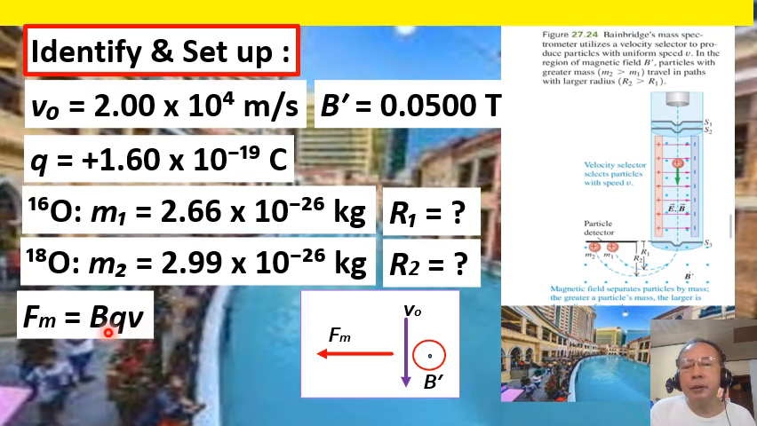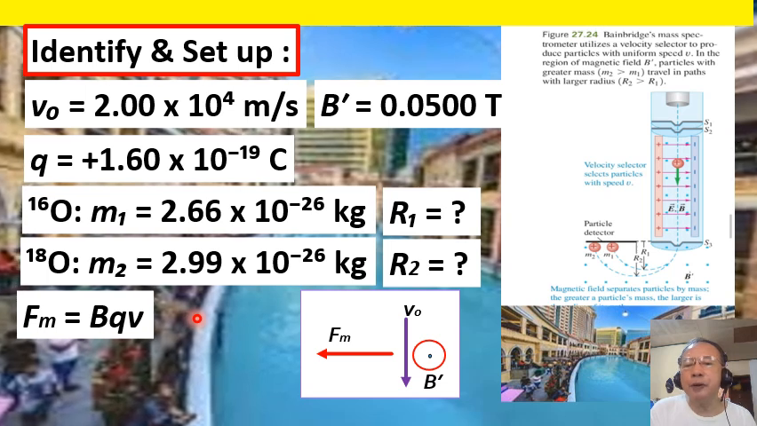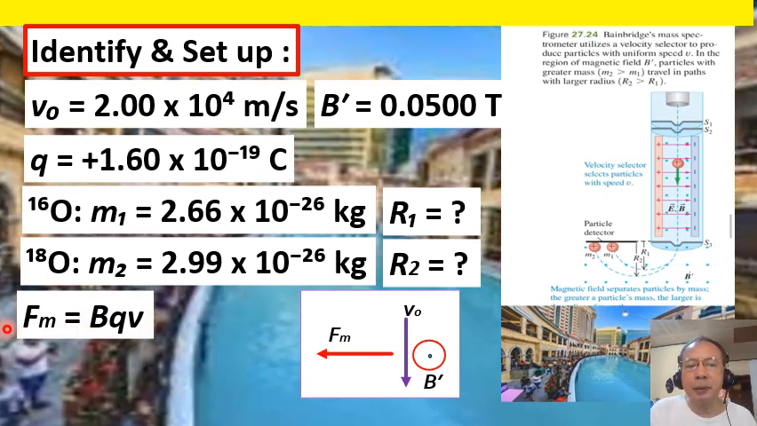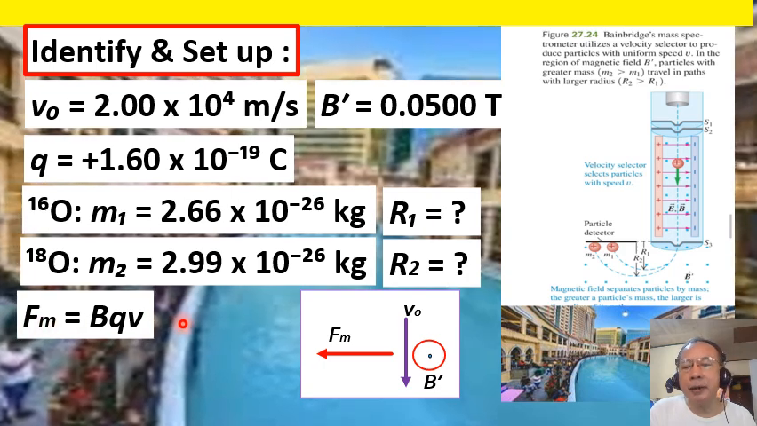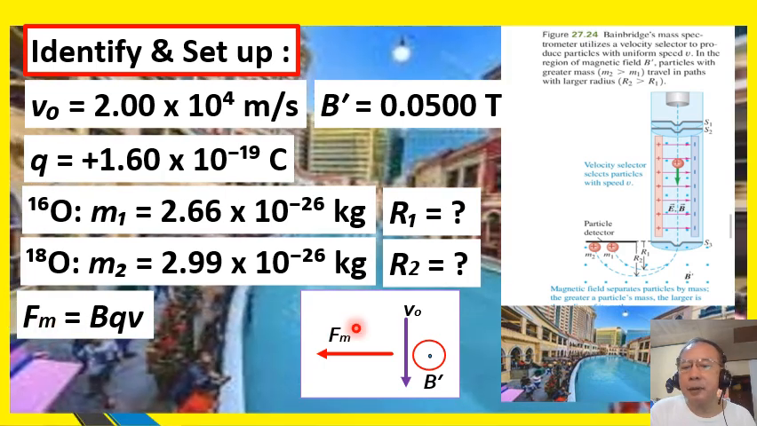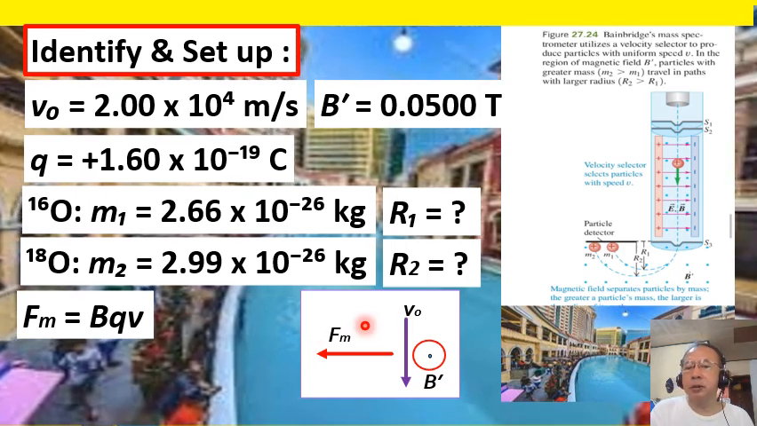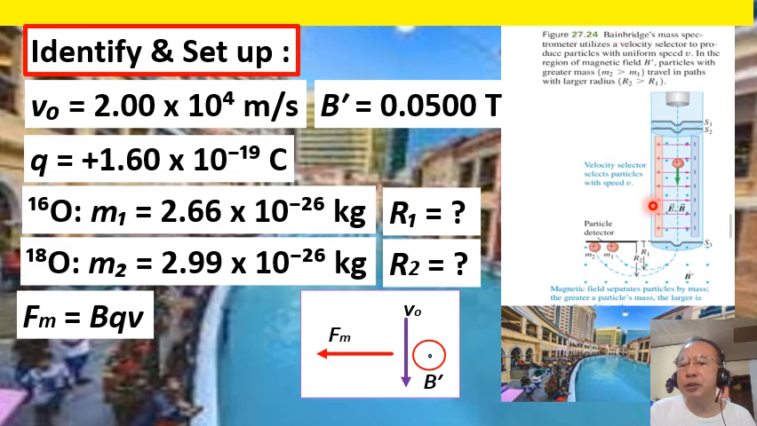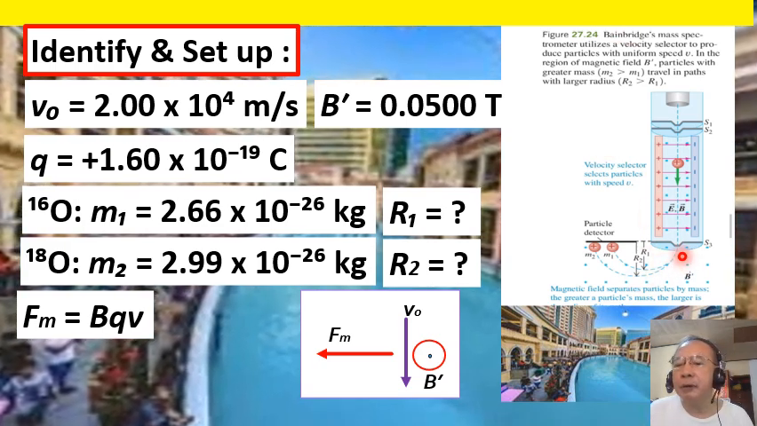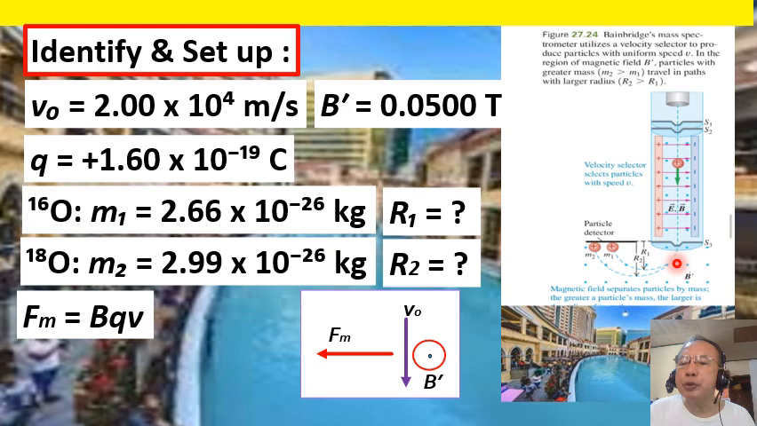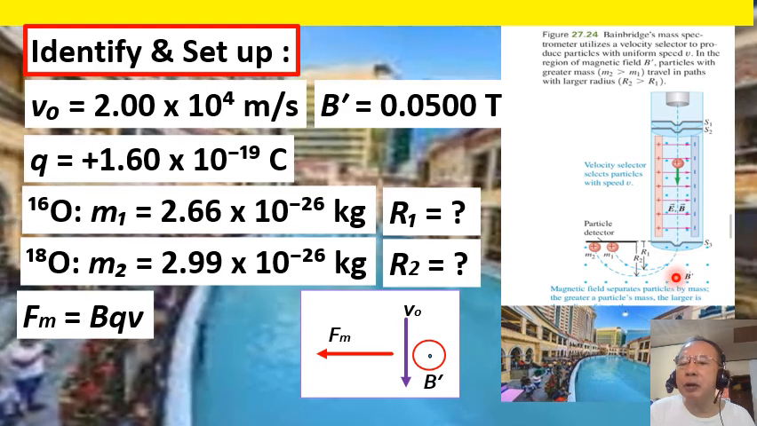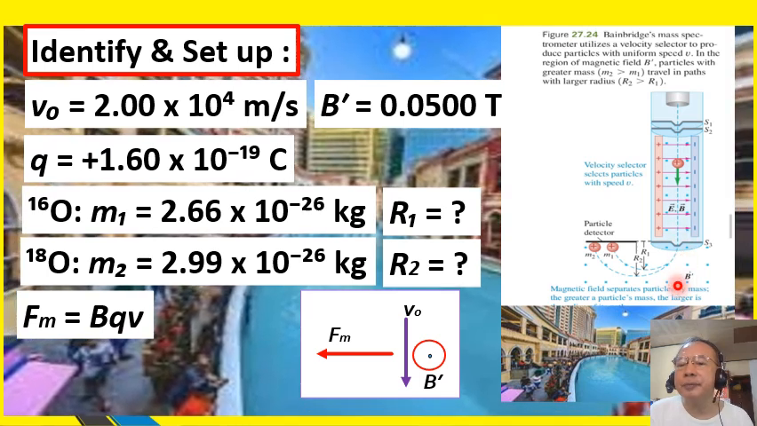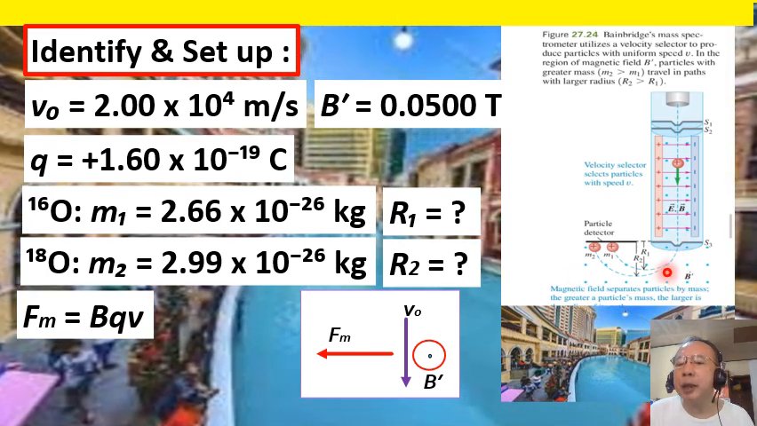And since the only force that we are considering here acting on the ions is the magnetic force itself, and the fact that this magnetic force produced by the magnetic field, based on our illustration, is directed to the left, the supposedly straight path of the ions as they emerge from the velocity selector will be deflected to the left.